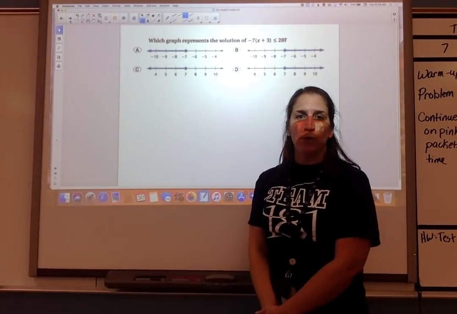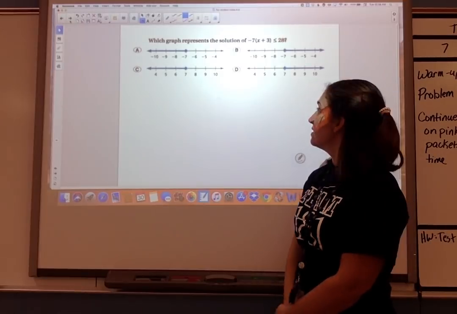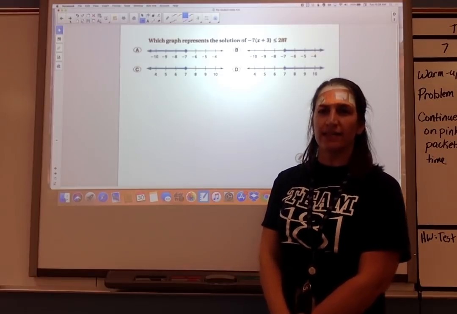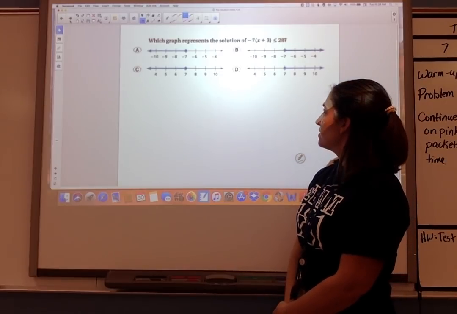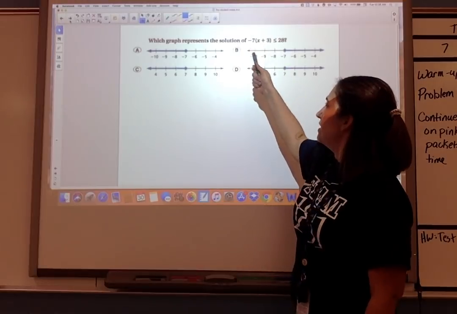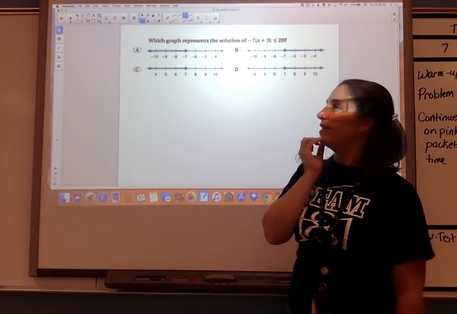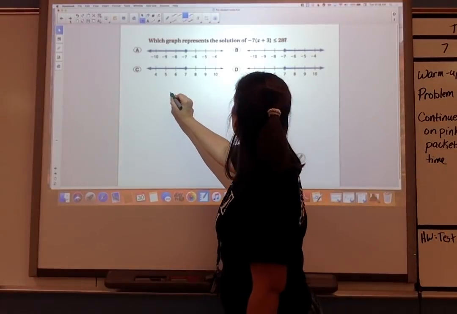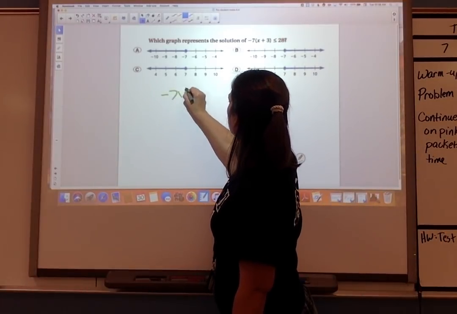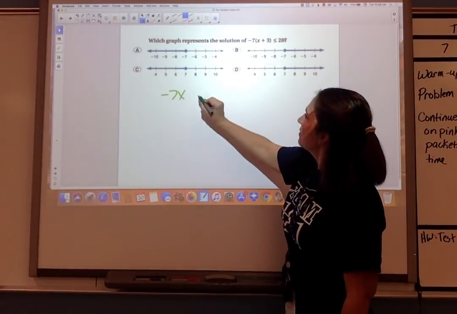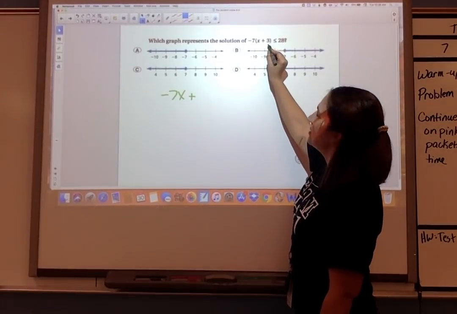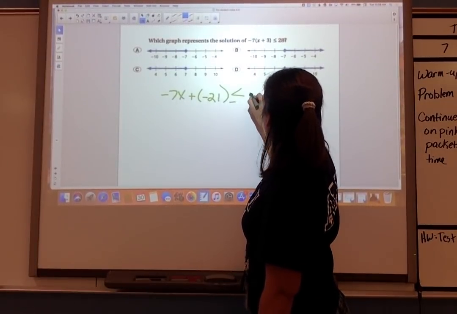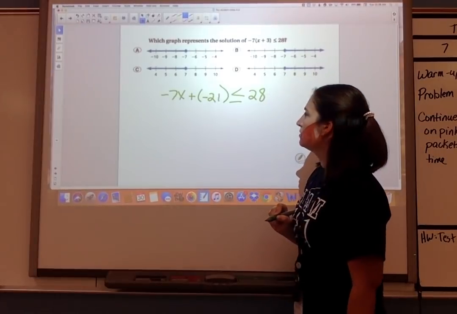Let's look at our next example. We're just matching which graph represents the situation. Negative 7 times the quantity x plus 3 is less than or equal to 28. So let's go ahead and work out what this inequality would be. We'll find the solution to the inequality by distributing that negative 7. So we're going to say negative 7 times x is negative 7x plus negative 7 times positive 3 is negative 21. And that's less than or equal to 28.